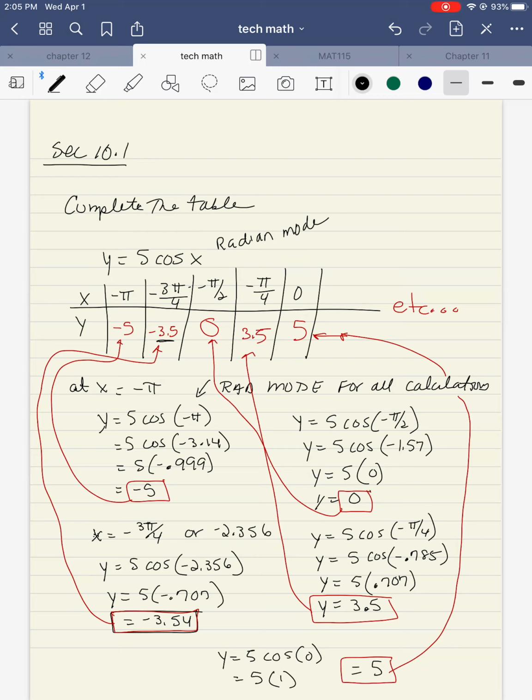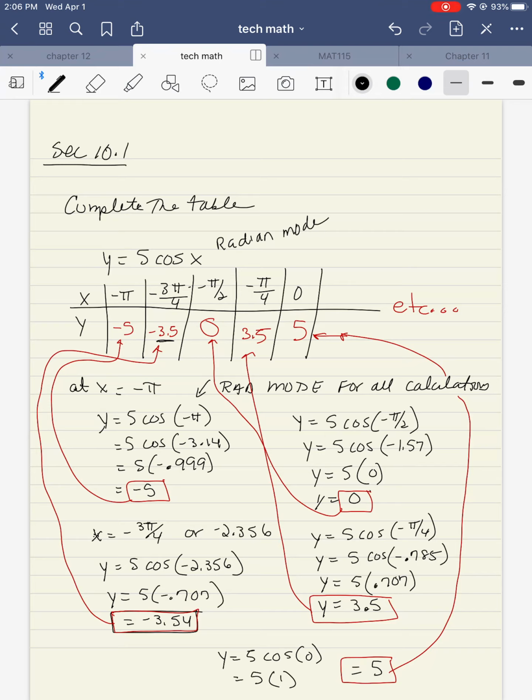The next one, minus pi over 2. Minus pi over 2 is approximately minus 1.57, so I press the cosine button, and the cosine of minus pi over 2 is 0, so 5 times 0 is 0, so I put a 0 in. Do the next one, minus pi over 4. Minus pi over 4 is approximately minus 0.785. Press the cosine button, I get positive 0.707, times 5, 3.5.